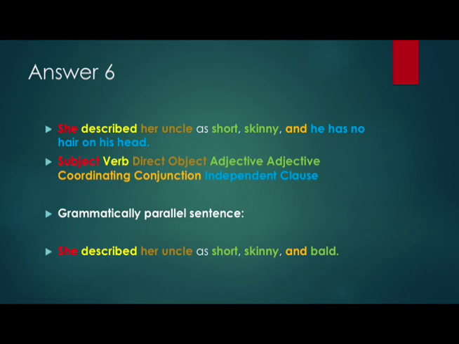So since we have short and skinny as adjectives, we now need to create an adjective to make it parallel to those two adjectives. We have to convert he has no hair on his head to a single adjective. So the correct sentence would be, She described her uncle as short, skinny, and bald.